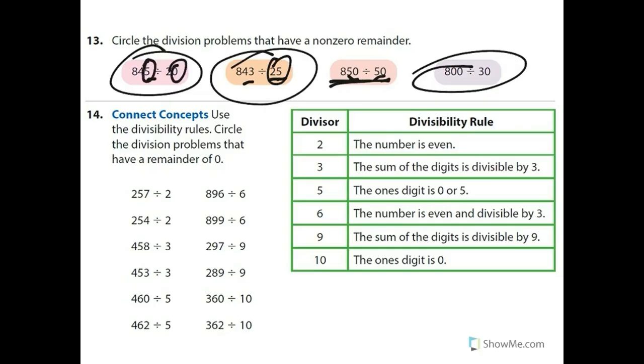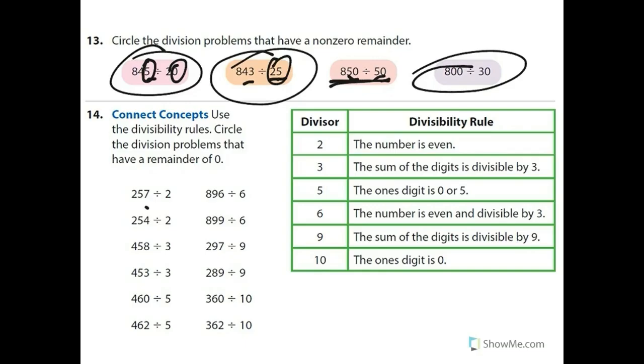All right? Just have to do some thinking about those, and we don't have to do all of the long division. All right. Number 14, we've done something like this before when it comes to divisibility rules. I want you to read over number 14. This can be one of those jaw-dropping answer moments. It says use the divisibility rules. Circle the division problems that have a remainder of 0. Go ahead and do that. Then we'll go over it.